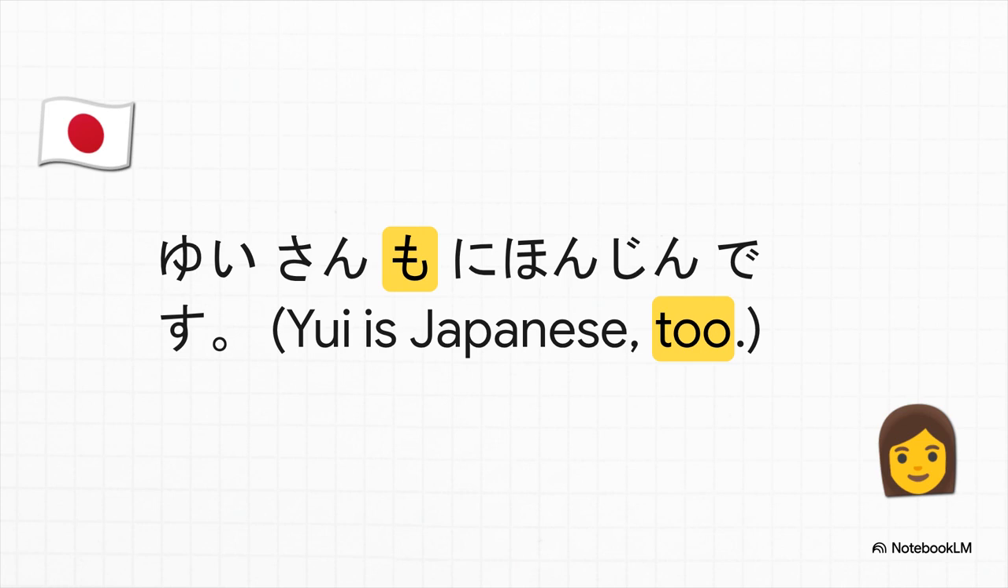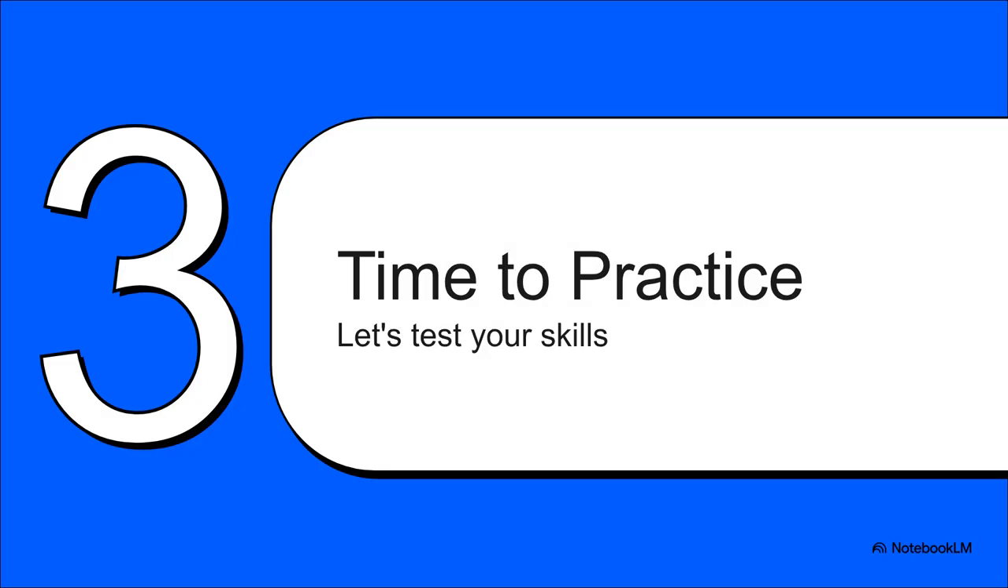Okay, so now we bring in Yui. To say that she's also Japanese, we just do our little swap. So instead of saying Yui wa, we say Yui-san mo Nihonjin desu. And bam! Just by replacing wa with mo, we've instantly added that too meaning. No extra words, no complicated grammar, just that one little swap. All right, so you've seen the rule, you've seen an example. I think you get it.